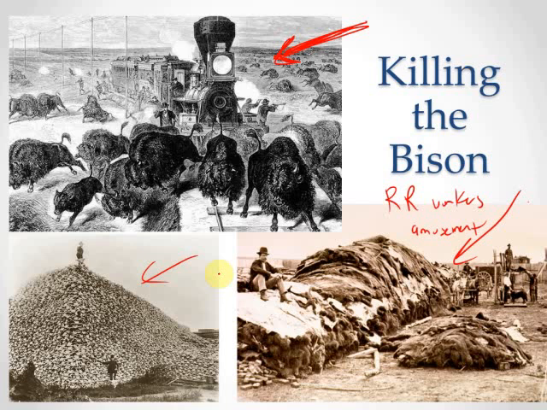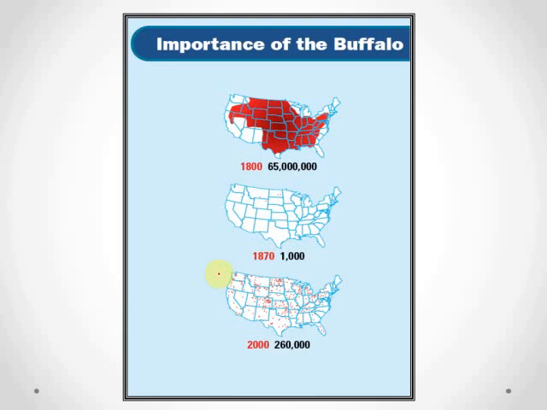In terms of numbers, folks, in 1800, there were 65 million buffalo. By 1870, there were 1,000 left. By 1900, there were 100. That's right, folks. Just to give you an idea of the impact of American civilization on the environment, in 100 years, we killed 65 million buffalo.